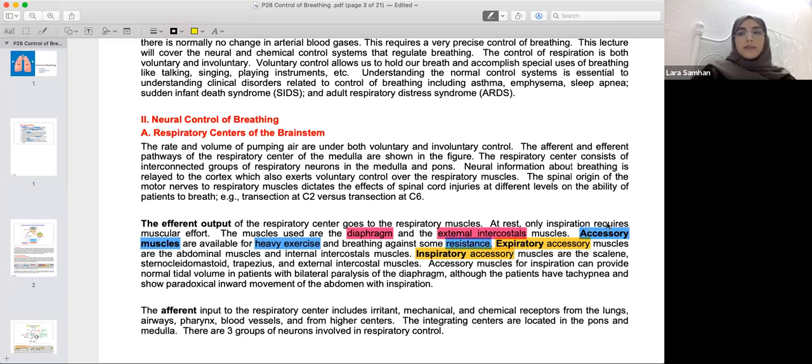Because of that, we have something called the accessory muscles. We have two kinds: the expiratory and the inspiratory accessory muscles. For the expiratory accessory muscles, we have the abdominal muscles as well as the internal intercostal muscle. Compared to that, the inspiratory accessory muscles are basically the scalene muscle, the sternocleidomastoid muscle, and the trapezius, including the external intercostal muscle.